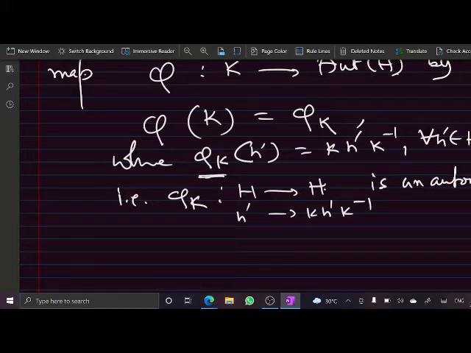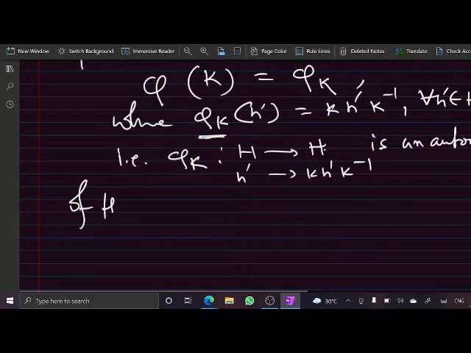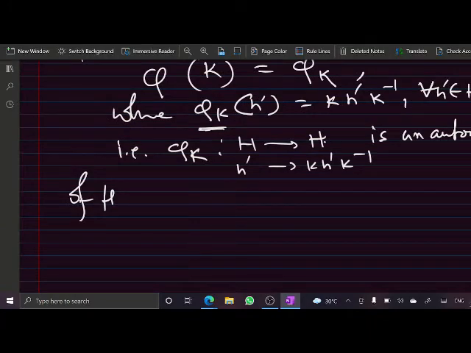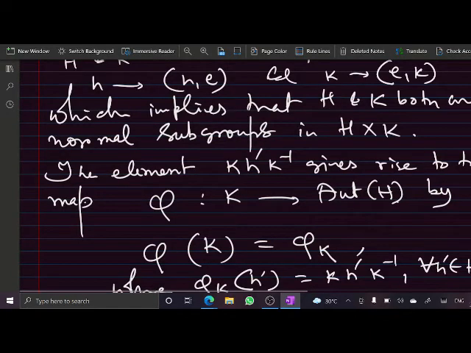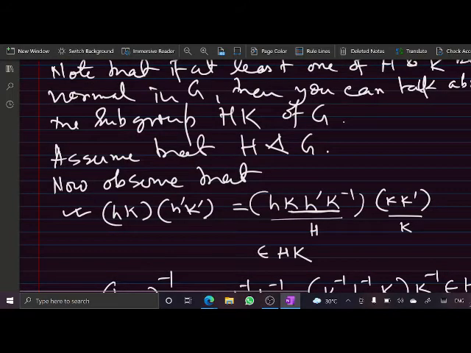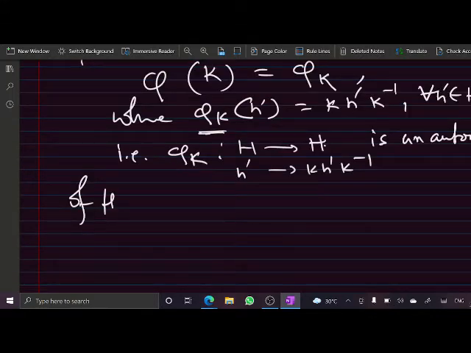So this is an automorphism of H. So if you assume that H is normal, then you can talk of a non-trivial automorphism by conjugation, right?